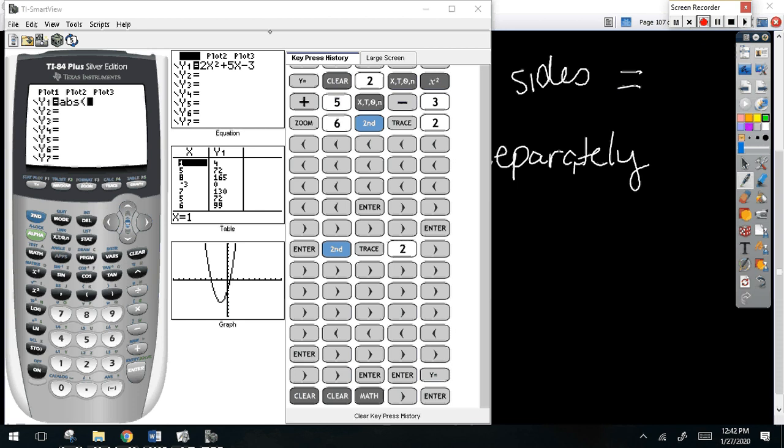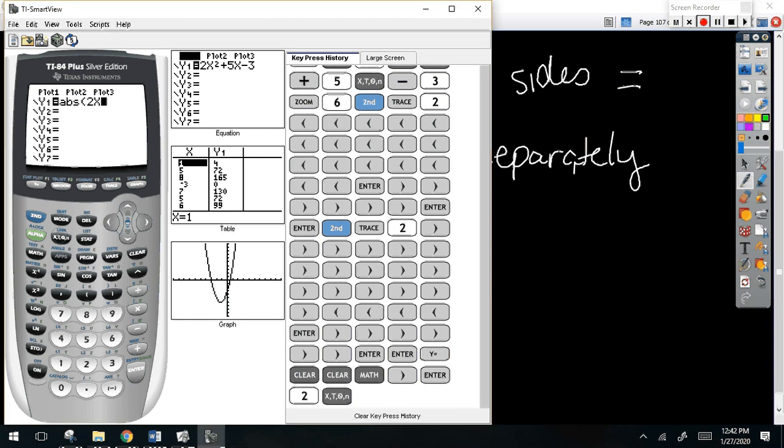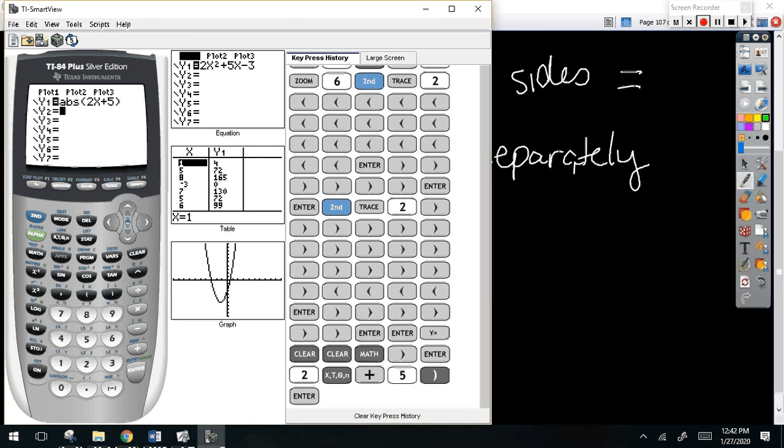All right, what were we? 2x what? Plus 5. And what was the other side of the equal sign? 7. Okay, so 2 separate equations here is what we're looking at, all right? Okay. All right, so now what we're going to do is hit graph. You can hit Zoom 6 or you can just hit graph. We should still be in the standard window.